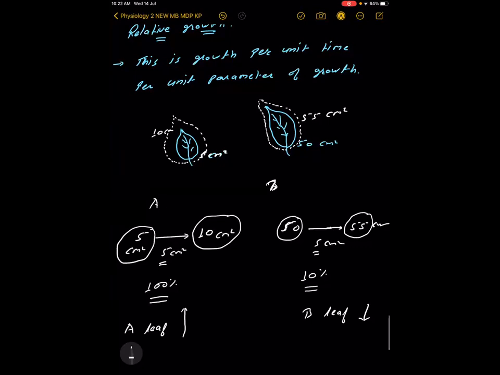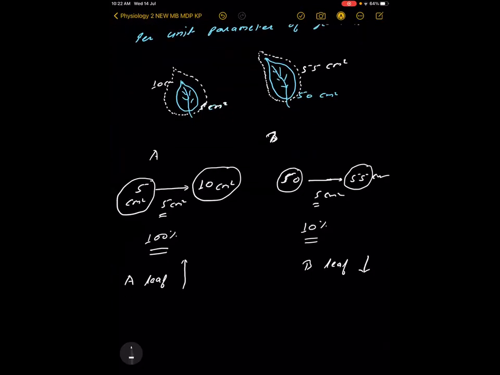Fine. It means it has to grow fast to cover that area. So it shows 100% capacity, 100% growth. Whereas in the second case, case B, it has to cover 5 centimeter. Already it has 50 centimeter, and it has to cover up to 55, means only 5 centimeter. That is 10% of 50, 10% of the initial parameter. So it grows slower. Okay, its growth will be slow.